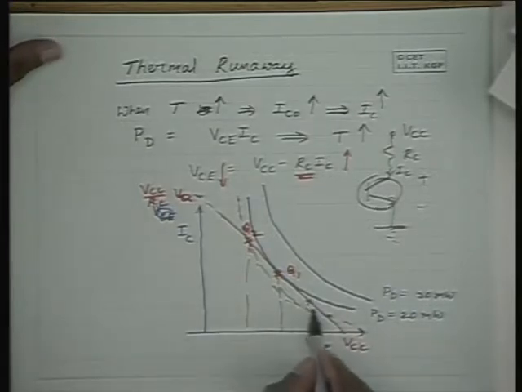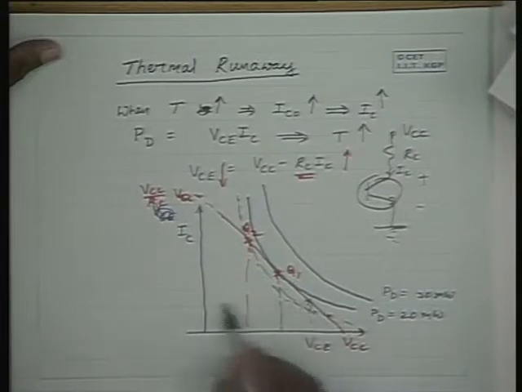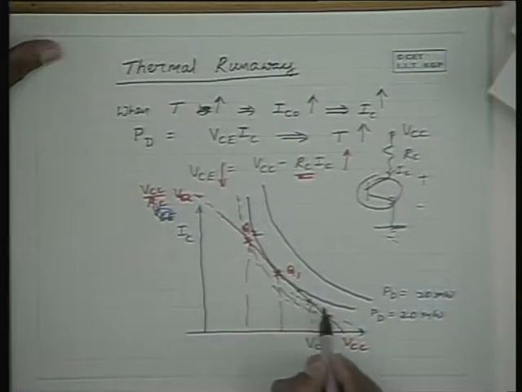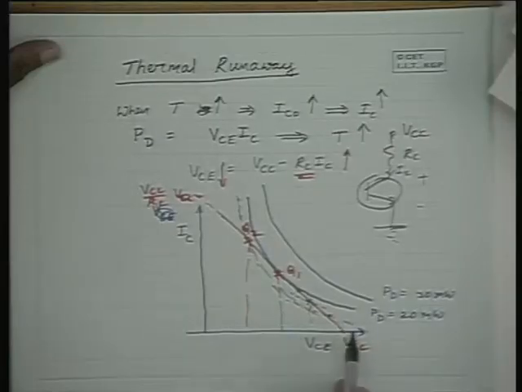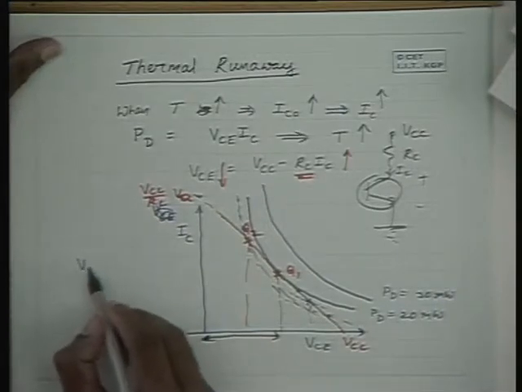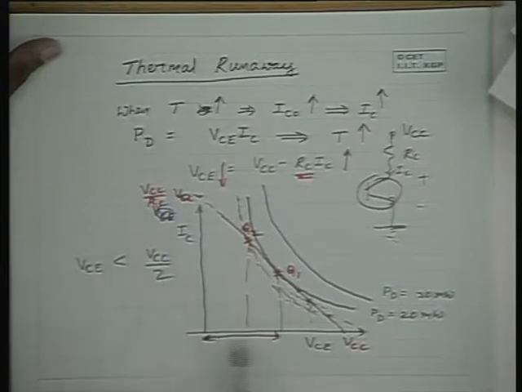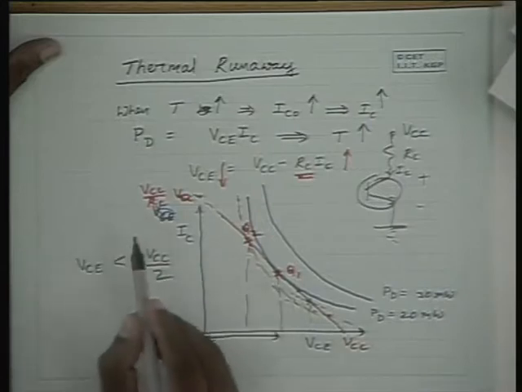Please note that when you bias it on this side, here for example, now if the temperature rises, if the collector current rises, the Q point will move to this side. Now initially if this was the power dissipation curve, now the power dissipation curve will be this. Hence, there will be a rise in the power dissipation if the biasing is made such that VCE is on this side. So VCE has to be in this region. That means VCE has to be less than VCC by 2 for the Q point to remain on this side.